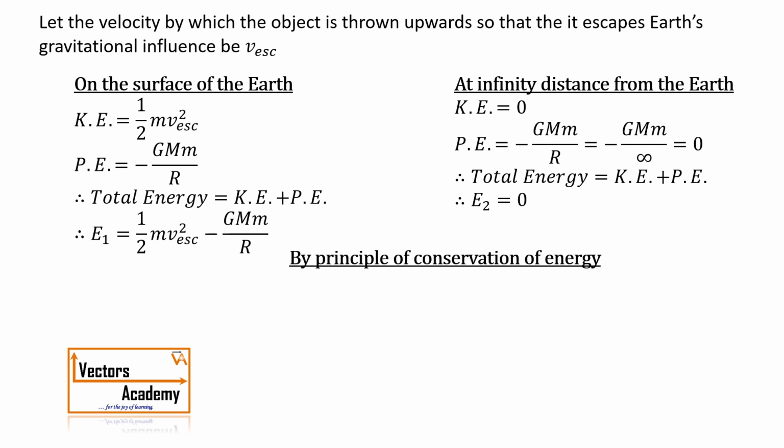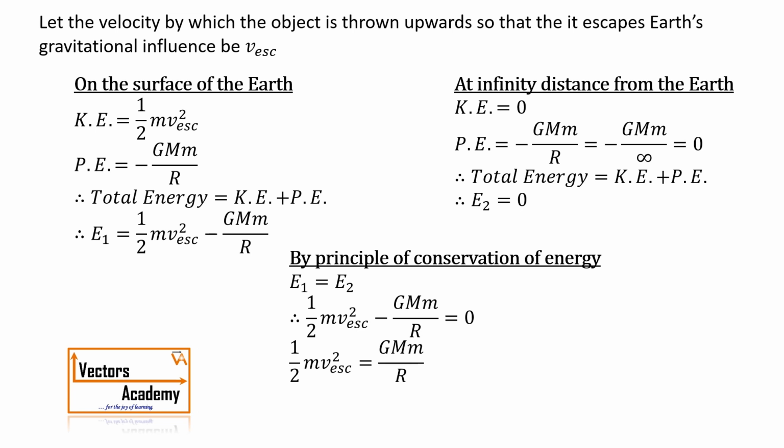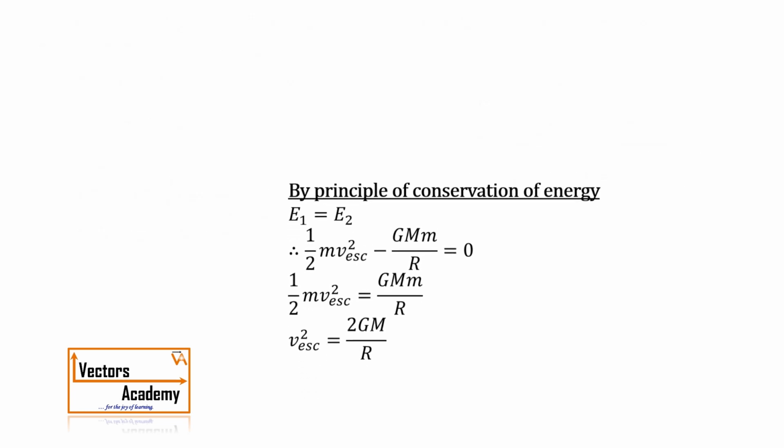Now, according to the principle of conservation of energy, the energy should remain the same. Hence, E1 is equal to E2. Now, substituting the value of E1 and E2, I'll get an expression. I'll take the minus term on the right hand side and I'll cancel out m and cross multiply 2. Hence, I'll get the square of the escape velocity is equal to 2GM upon r.